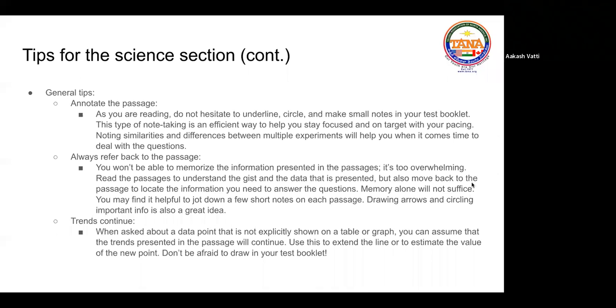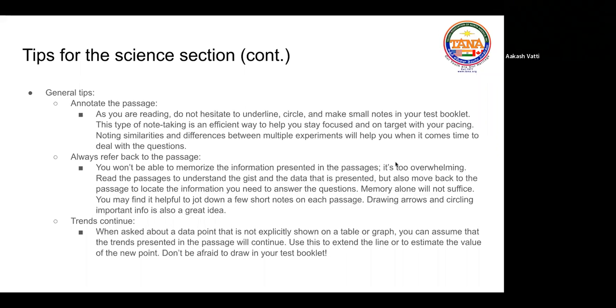So some more general tips. Annotate the passage. As I said in reading, annotating the passage is really useful because it basically doesn't require you to read an entire section of the passage again to understand what it is. Instead, when you write it down, you'll get your brain to remember more. And second, if you do forget, you can just look at the general summary of what you wrote on the side. So as you're reading, don't hesitate to underline, circle, and make small notes in your test booklet. And this type of note taking is a very efficient way to help you stay focused and be on target with your pacing. And noting similarities and differences between multiple experiments will help you when you are asked questions about it.